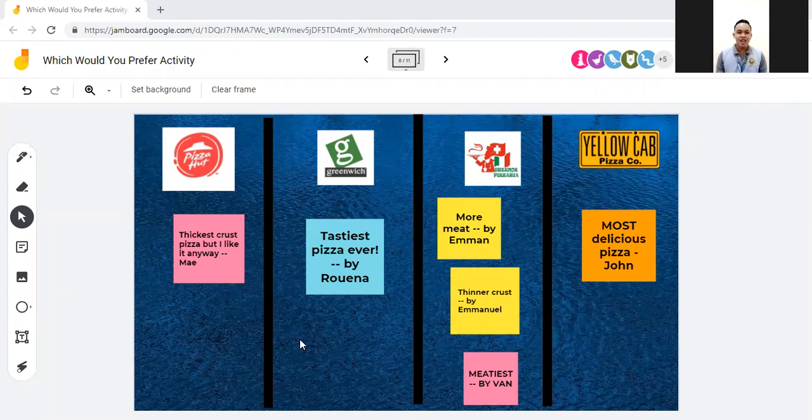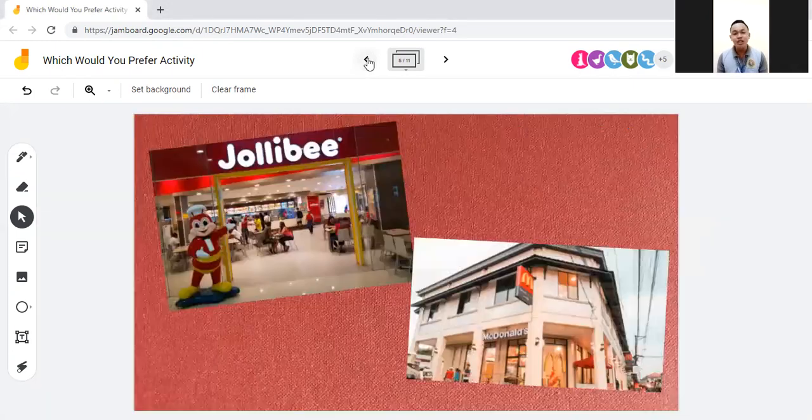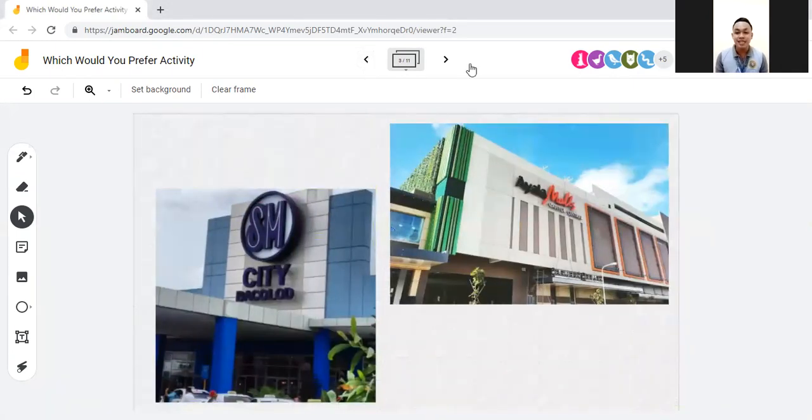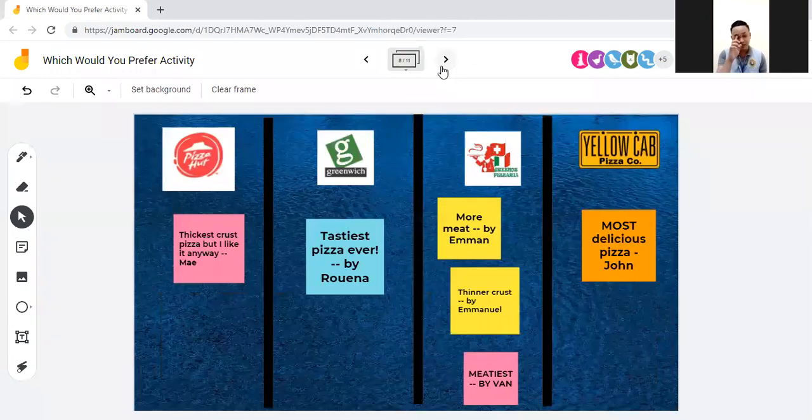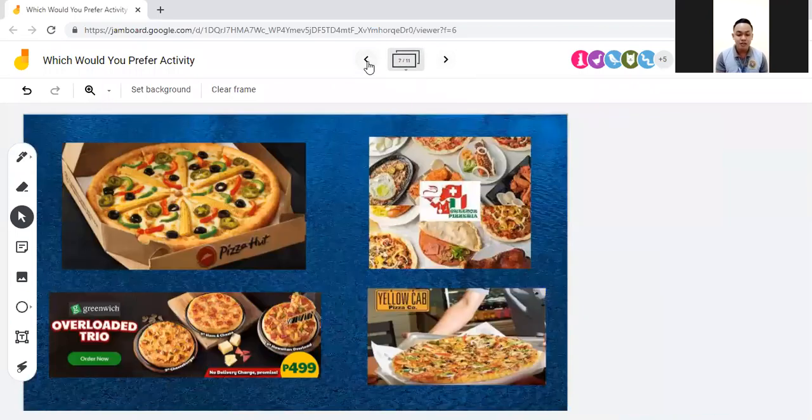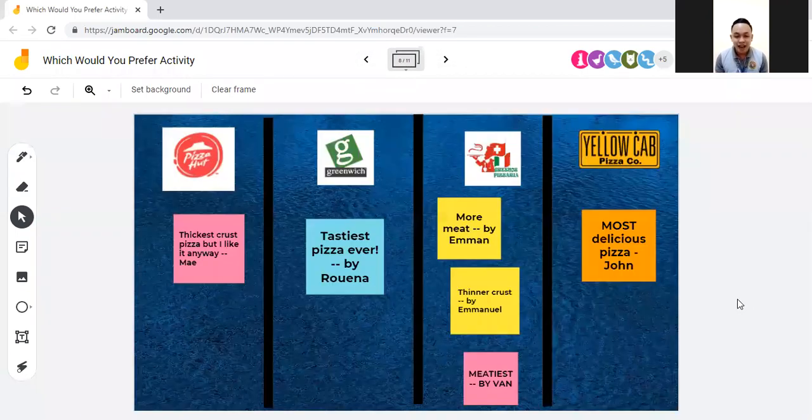Okay, guys, from the things that we discussed earlier, from comparing Jollibee and McDonald's, Ayala and SM Bacolod, and the four pictures where you are only to choose only one, what do you notice from your answers? Yes, Van?